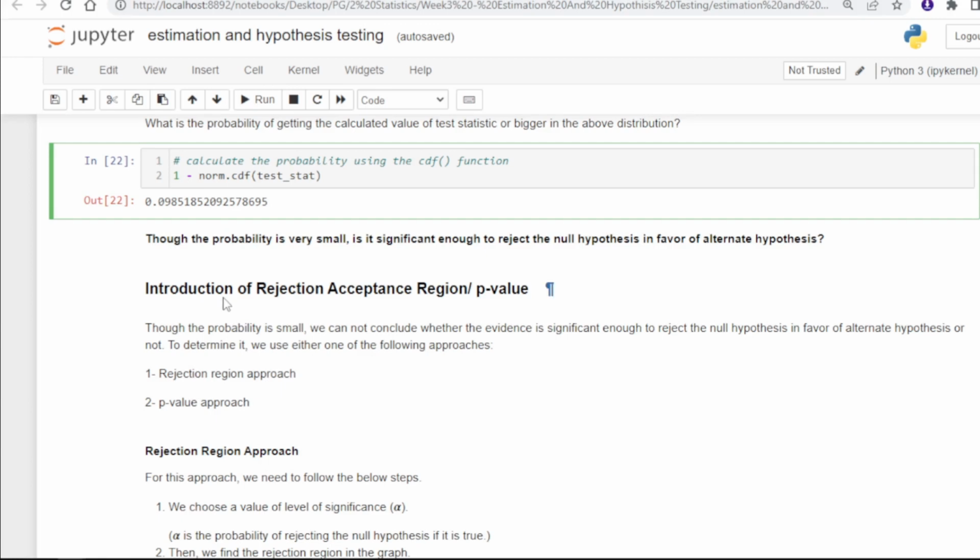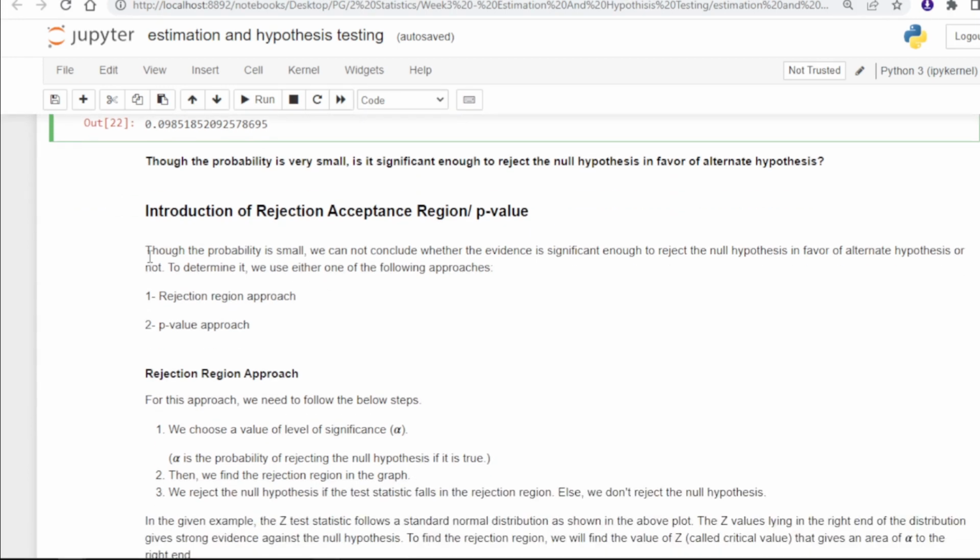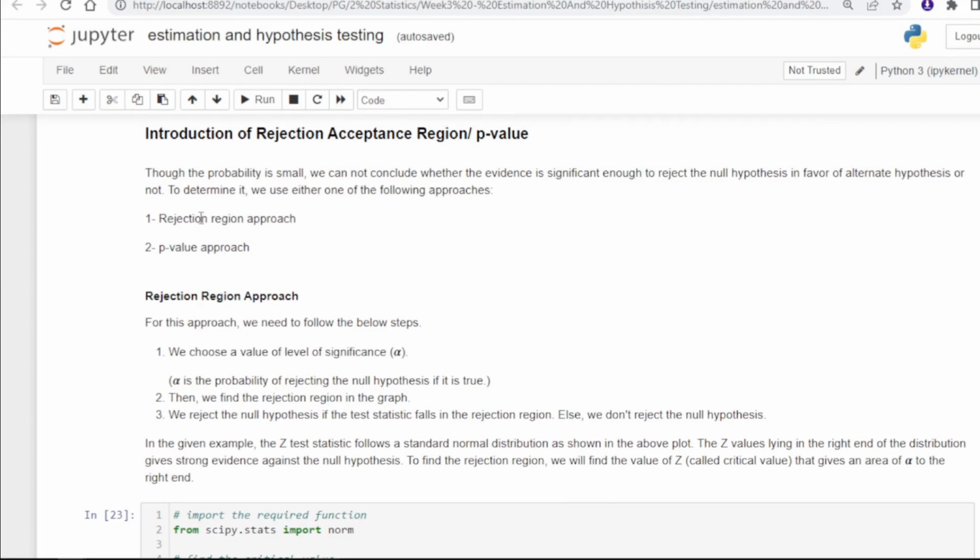So though the probability is very small, is it significant enough to reject the null hypothesis in favor of the alternate hypothesis? To decide that, we have separately introduced the rejection and acceptance regions and p-values. Though the probability is small, we cannot yet conclude whether the evidence is significant enough to reject the null hypothesis in favor of the alternate hypothesis or not.